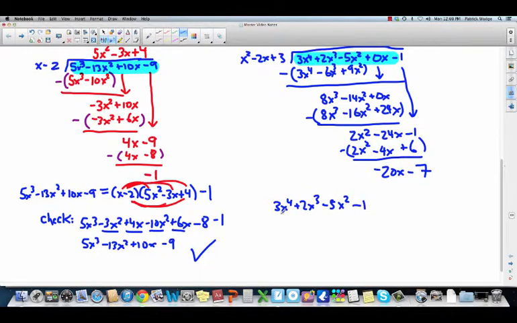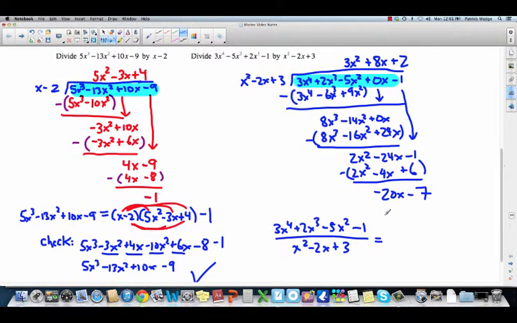Minus 1, divided by x squared minus 2x plus 3. That's what we divided it by. And we ended up with the answer 3x squared plus 8x plus 2, plus we also ended up with a remainder of negative 20x minus 7, and that's all over the divisor again, which is x squared minus 2x plus 3.